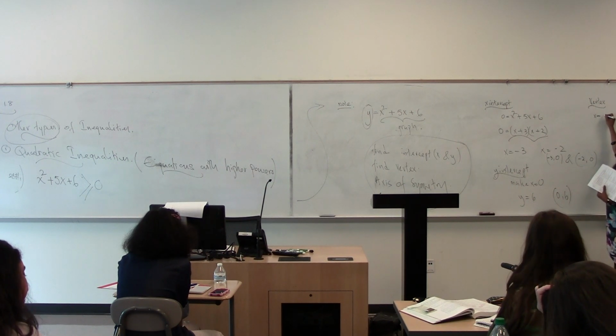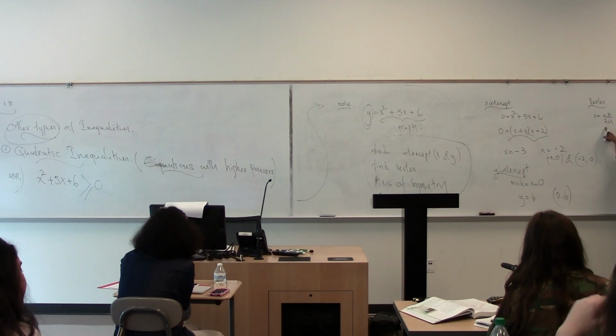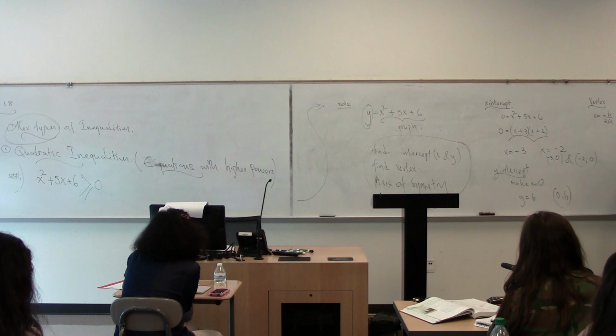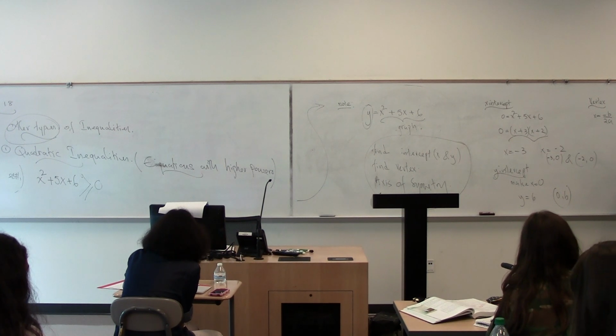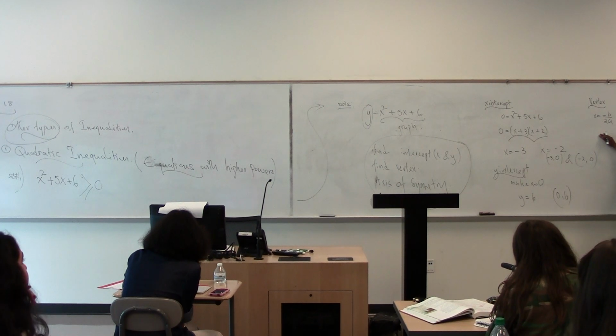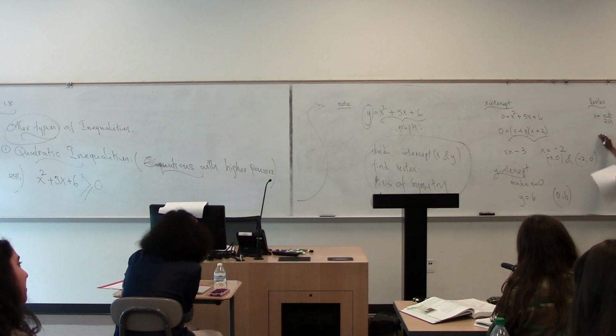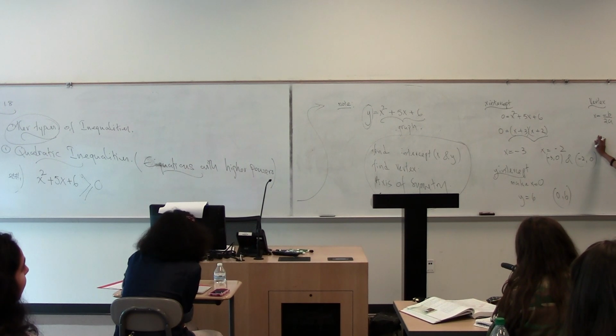The x-coordinate of the vertex is negative b over 2a. You guys are familiar with this, right? This is the x-coordinate of the vertex. Guys, this is beginning algebra, way beginning algebra, Math 117 or the beginning part of Math 118, Math 115.